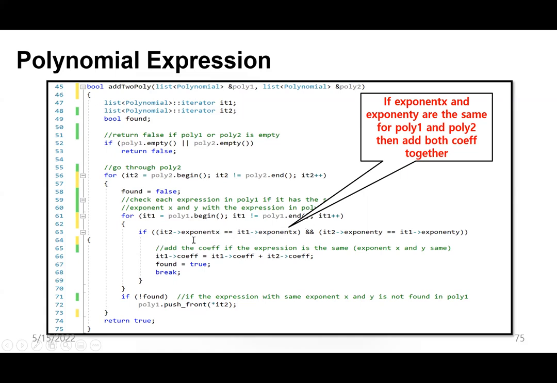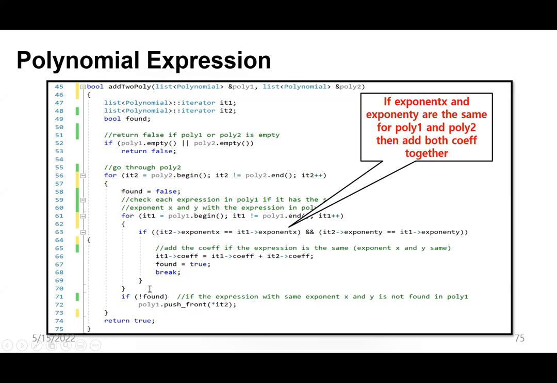If both the exponent x and y for this poly 1 and poly 2 are the same, then I can add their coefficients together here. Okay, and that means I found this same polynomial expression with exponent x and y the same in poly 1. So if I found it, I will break. It means that for the rest, I don't need to check.